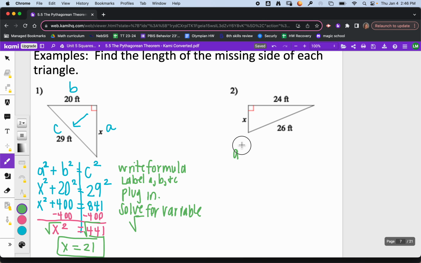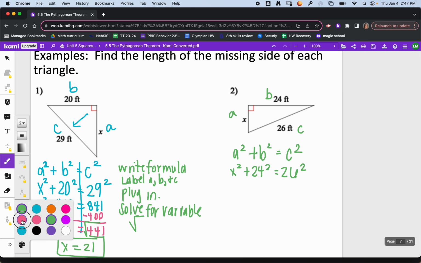Write your formula, a squared plus b squared equals c squared. Let's go ahead and label. We'll say x is a, 24 is b, and 26 would be c, and then fill it in. X squared plus 24 squared equals 26 squared. Next, let's go ahead and square those. I know x squared is still x squared. 24 squared is 576, and 26 squared is 676.